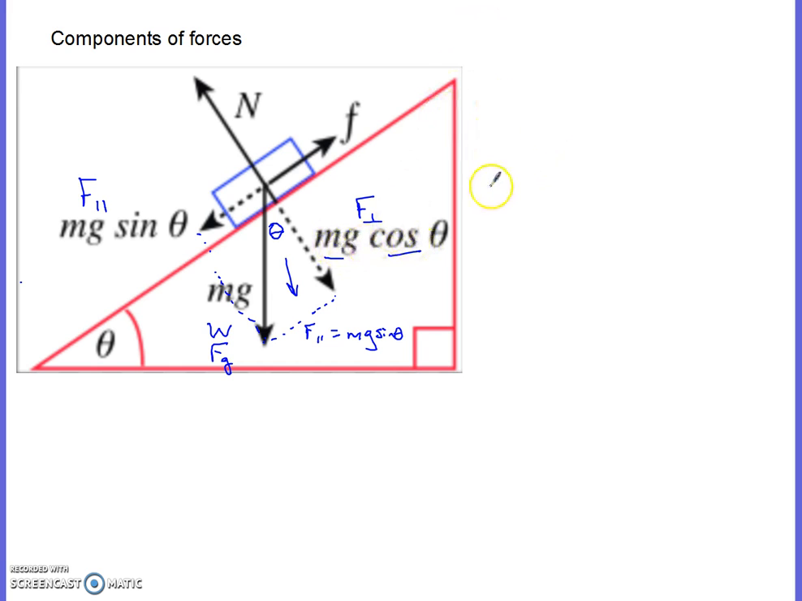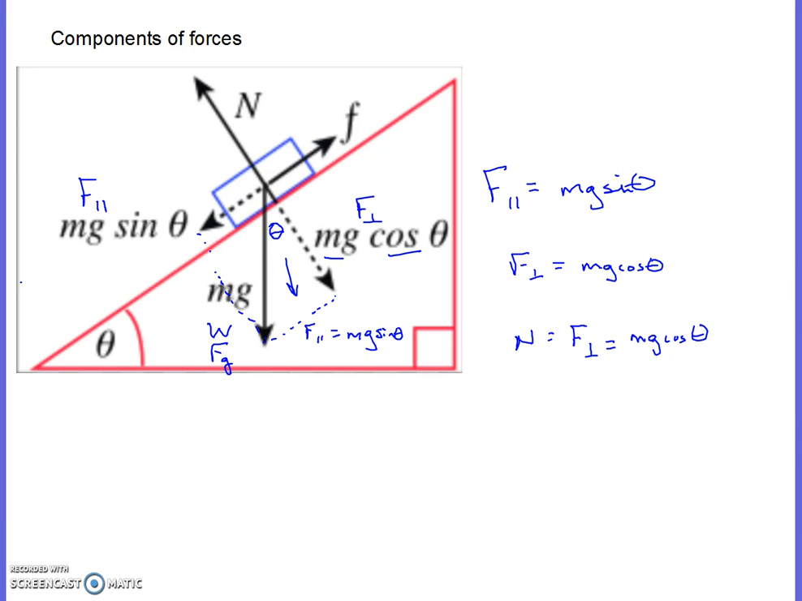So just to restate it, the parallel component of the weight, parallel to the incline, is equal to mg sine theta, and the perpendicular component, perpendicular to the incline, is equal to mg cosine theta. It's also worth noting that the normal force is equal and opposite to the perpendicular component of the weight, and so if you ever do need to know what the normal force is, it is also equal to mg cosine theta.